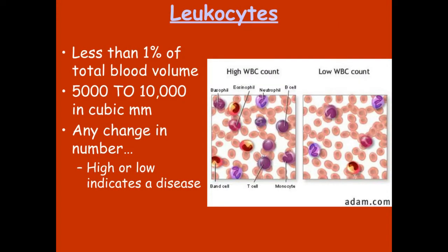All right, so the first type of white blood cells we're going to talk about are the leukocytes. Leukocytes are less than 1% of the total blood volume, where we've got 5,000 to 10,000 in cubic millimeters. Any change in number, high or low, of leukocytes, these white blood cells, indicates that there is a disease involved. Ways that they get this number: when they take your blood, they do a small assay on a slide and literally do a white blood cell count. A high white blood cell count would indicate that there's a large volume of them in comparison to the red blood cells, and a low white blood cell count on the slide itself would show that there's only a few of them in comparison.